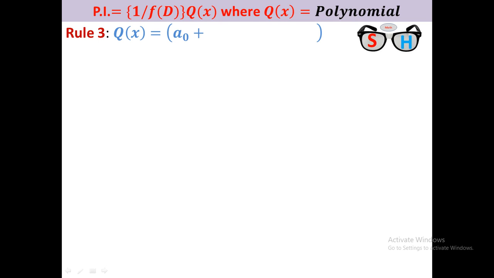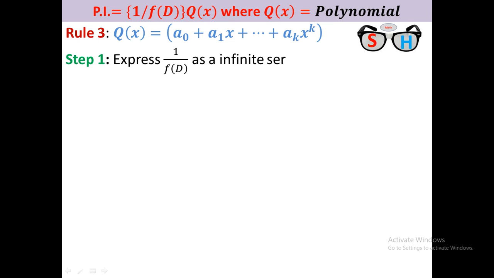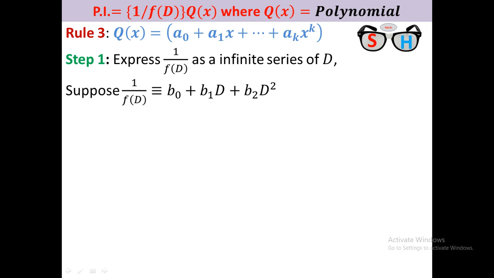This is rule 3. Here I take Q(x) as a k degree polynomial. Now I will discuss it in two steps. At first, step 1, express 1 by f(D) as an infinite series of D. That is, 1 by f(D) can be written in the form b0 plus b1 D plus b2 D square plus dot dot dot, an infinite series. How is it possible?